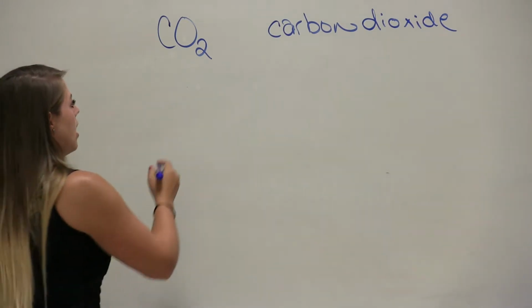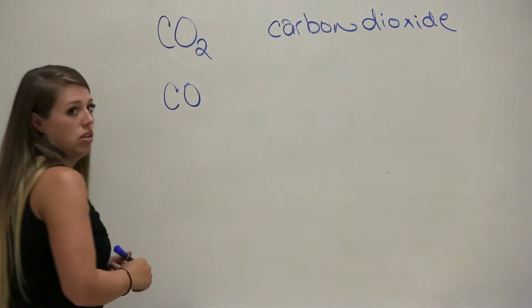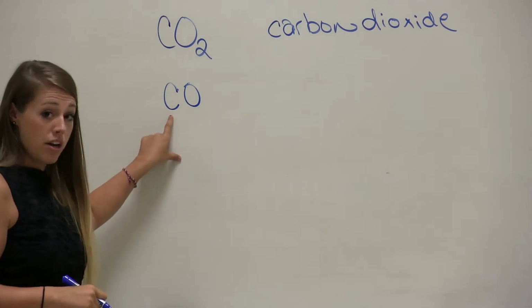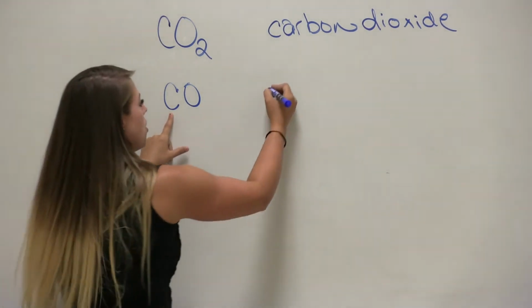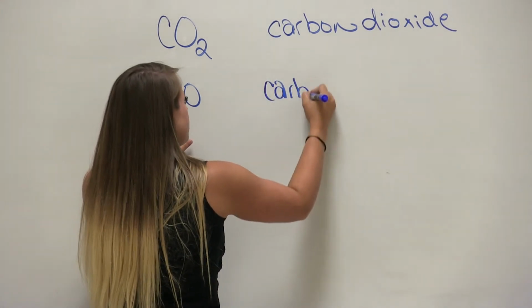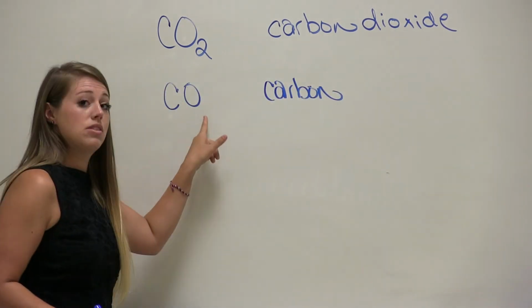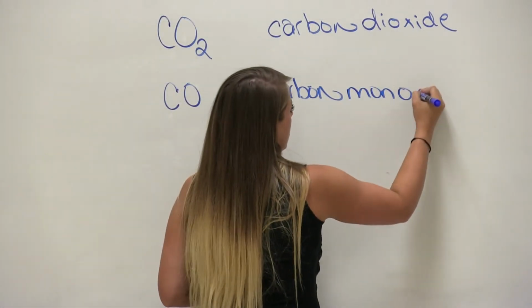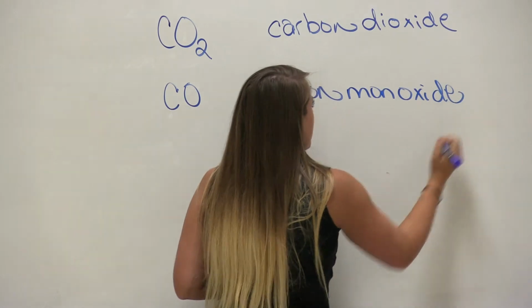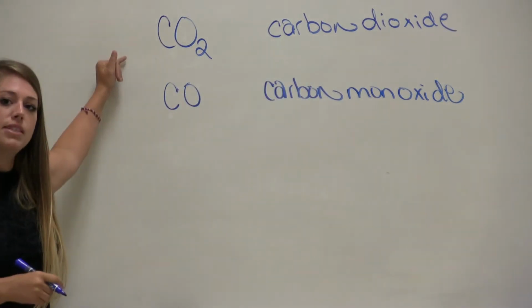Now let's look at, maybe if we just did CO. We're still not going to use mono for the first element, because the first one is still one. So this is still going to be carbon. But now I've only got one oxygen, so we're going to say this is carbon monoxide. These are two very common compounds that we see a lot of.